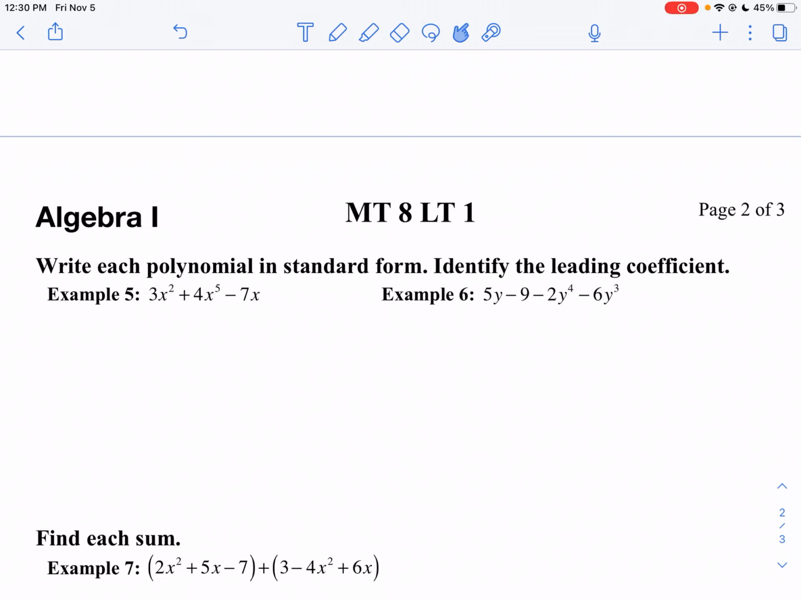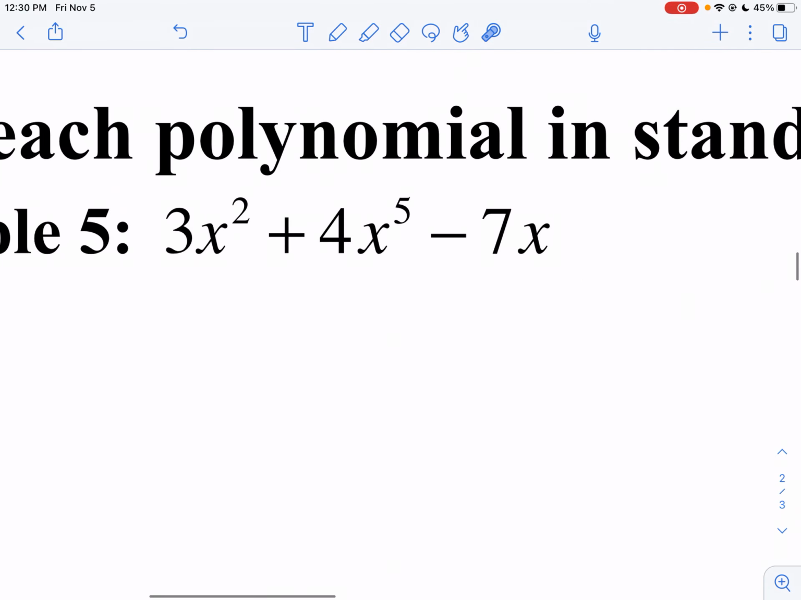In our next example, we want to write each polynomial in standard form. Then I want to identify the leading coefficient. So we start with example 5. I look at the biggest exponent. Notice my biggest exponent is 4x to the 5th. So I'm going to start with 4x to the 5th.